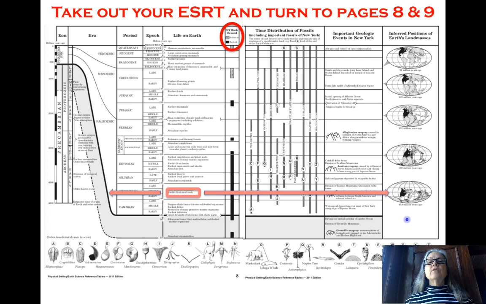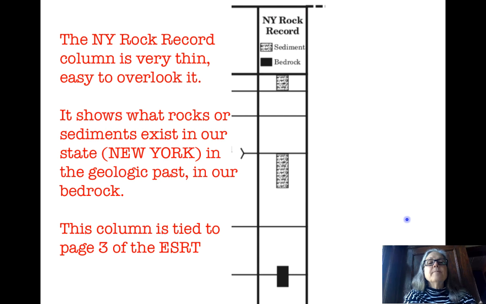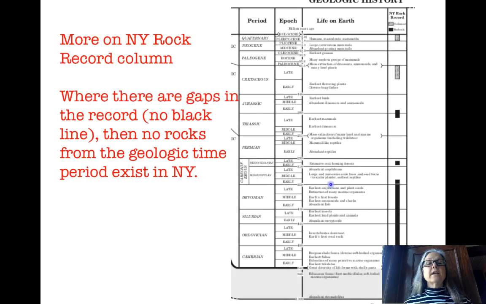So next I'm going to show you this skinny little column, New York rock record, zooming in closer. It's often overlooked, it's very thin, and we think it means nothing, but it really is significant, and oftentimes it's referred to in questions. So there's a key here. This indicates sediment, and the dark black indicates bedrock. It shows what rocks or sediments exist in our state in the geologic past, and it's also correlated with page 3 of the reference table, which I'll show you in a second.